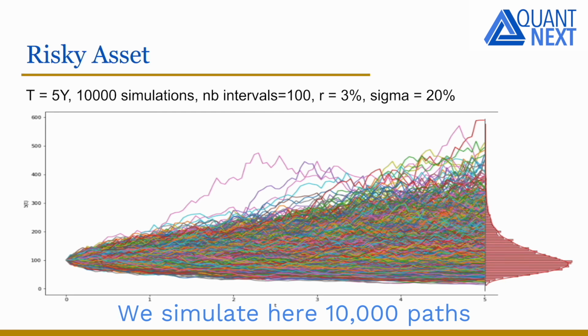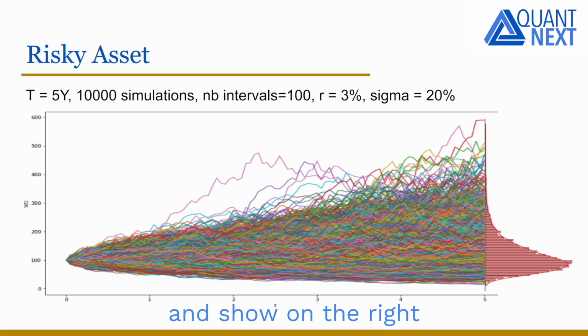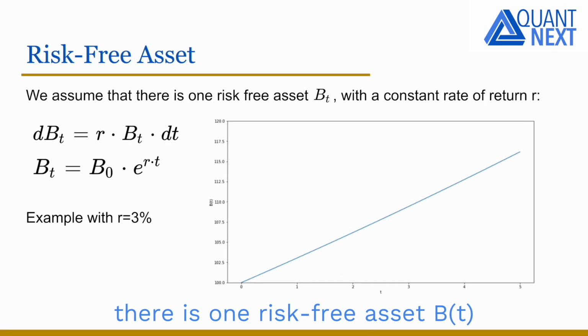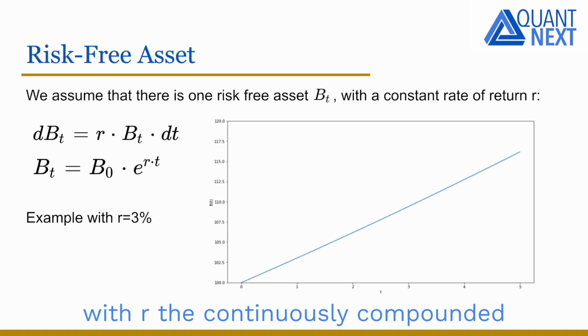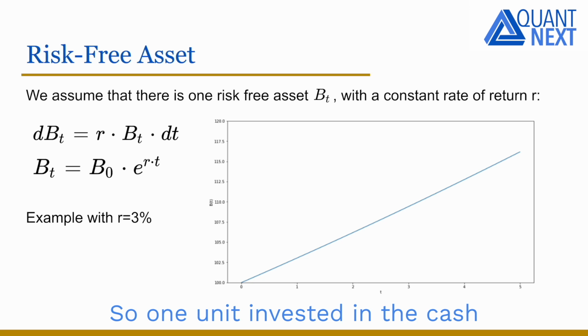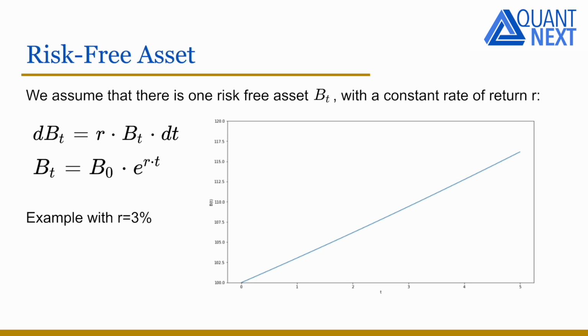We simulate here 10,000 paths with T equal to 5, r equal to 3%, and sigma equal to 20%, and show on the right the distribution of S_T at maturity. We assume that there is one risk-free asset P_T with r the continuously compounded risk-free interest rate. So 1 unit invested in the cash account at time 0 will be worth exponential of rT at time T.